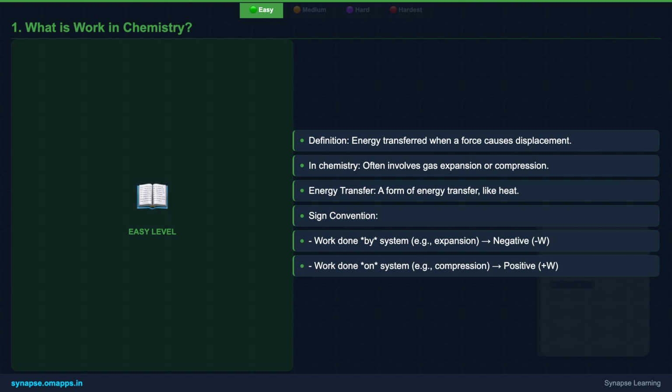It's crucial to remember the sign convention. If the system does work on its surroundings, like a gas expanding, work is negative. If the surroundings do work on the system, for example, compressing a gas, then work is positive. The common units for work are joules or liter atmospheres.